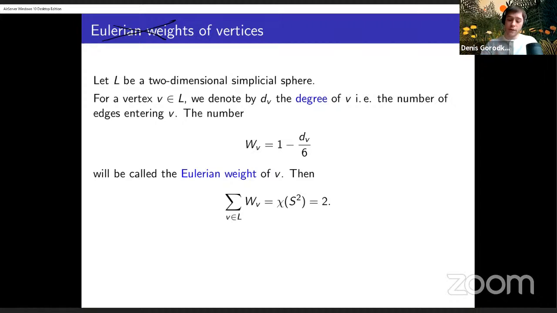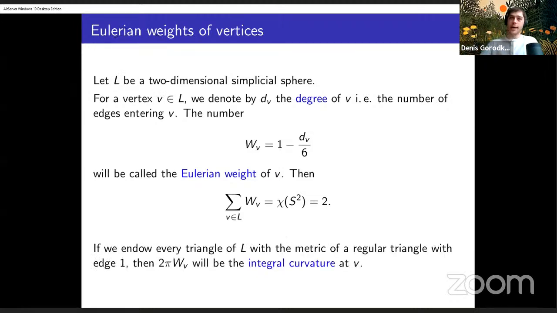Okay, so whenever you have a two-dimensional simplicial sphere and you have its vertex, let's take the degree of this vertex, and then let's define a number which is 1 minus this degree over 6. We will call this number the combinatorial curvature of this vertex V. Why do we call it this way? Because the sum of all of those weights, all of those curvatures, gives us exactly the Euler characteristic of the sphere, which is 2. And moreover, if you endow every triangle of your triangulation with the metric of a regular triangle, then the corresponding number multiplied by 2 pi will be exactly the integral curvature at vertex V.